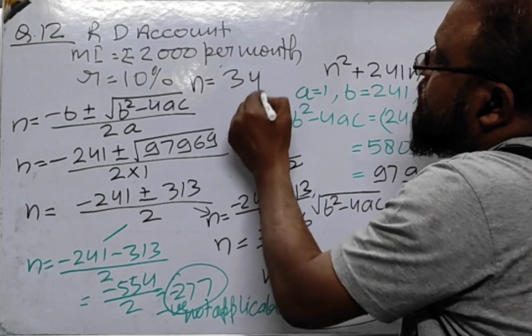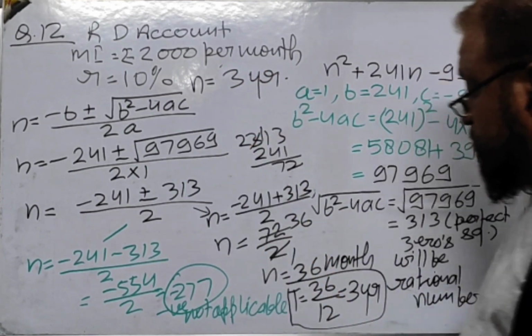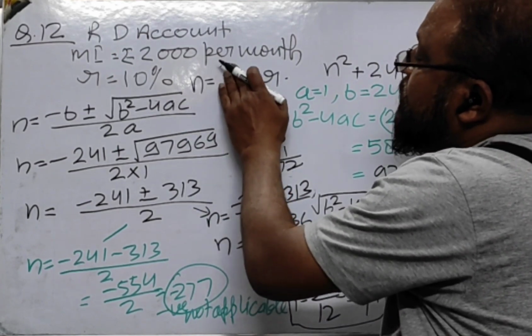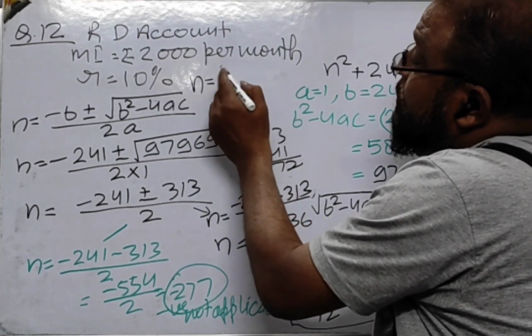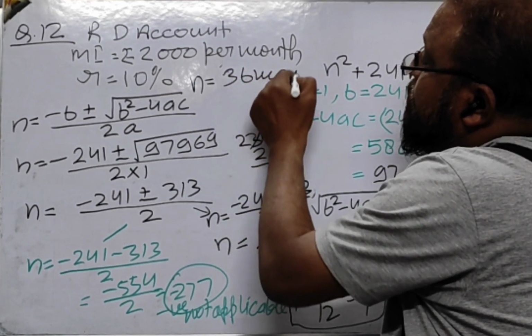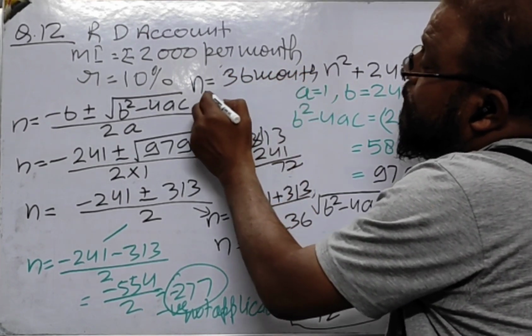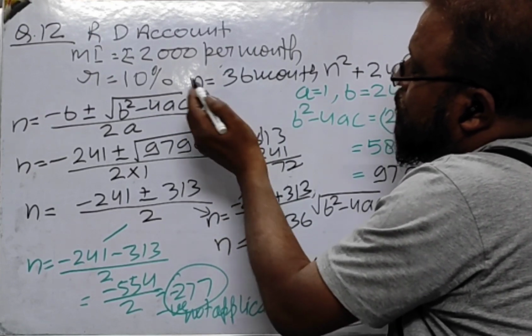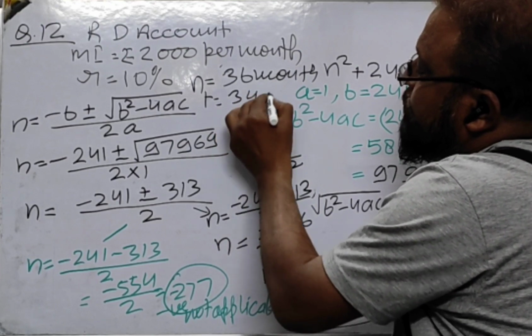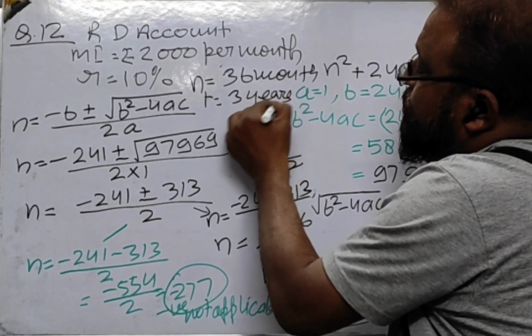In 3 years time? Oh yeah, it's 36 months. Sorry, 36 months, and time is equal to 12 threes are 36, so 3 years. Very nice. I hope you enjoyed.